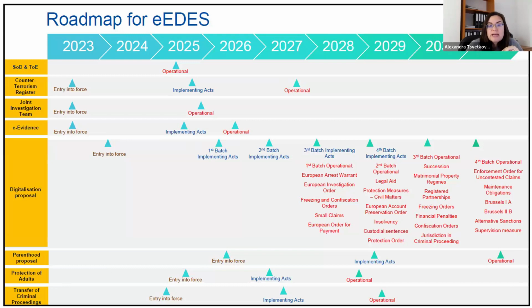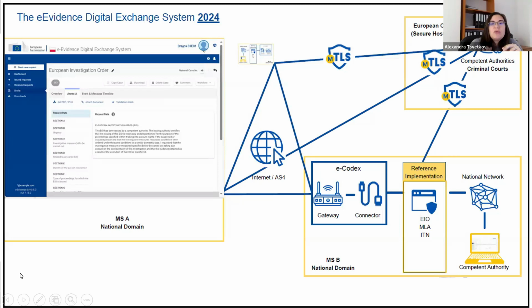Now, there is a technical slide coming just now, and the purpose is not to overburden you, but just to briefly show the main idea here. So, for example, this is your competent authority in Spain. It's opted for the use of the reference implementation software for the purposes of EIO, MLAs, and ITNs exchanges. This reference implementation software is linked to the e-CODEX connection point. You don't care about this connection. It exists, it's secure, it's designed specifically for the purpose of the judiciary by the judiciary.